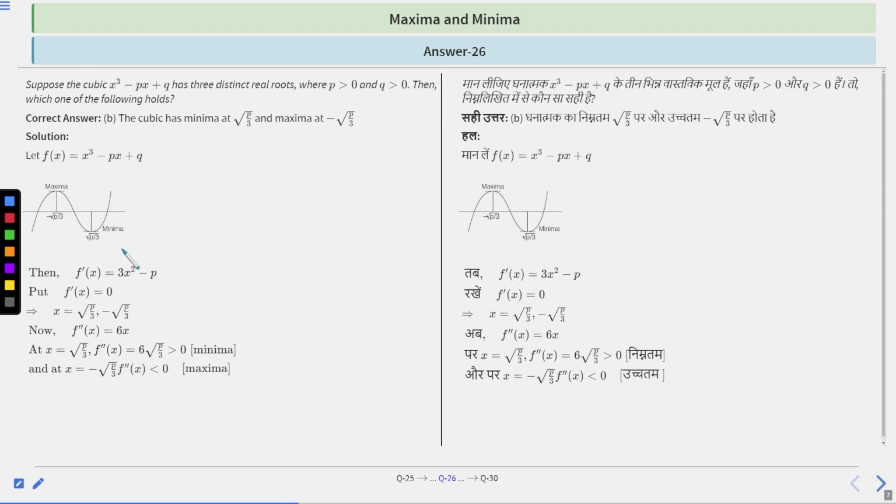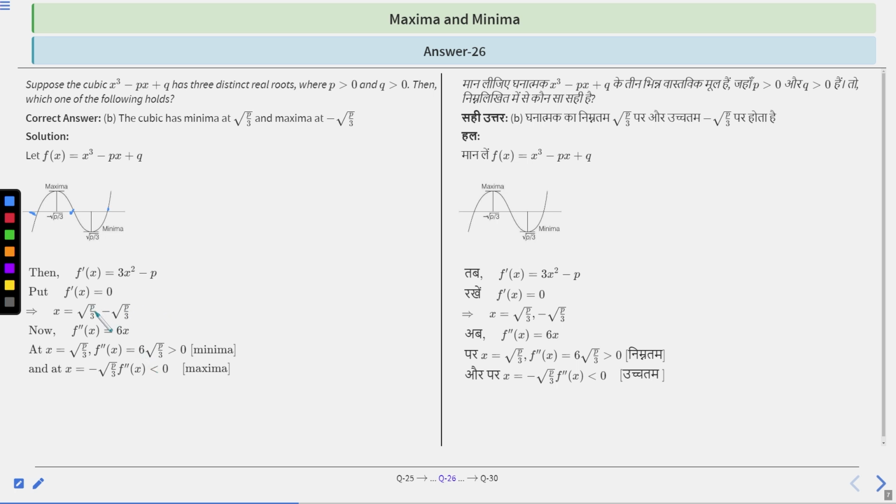Okay, let's move to the solution part. Here, as we discussed, let's take f x equal to x cube minus p x plus q, and the graph of the cubic equation is cutting the x-axis three times, 1 2 3, which implies this equation has three distinct roots, where p is greater than 0 and q is greater than 0, right? Now let's calculate f dash x. So f dash x is equal to 3x square minus p. So if we put f dash x equal to 0, x is equal to root over p by 3 and minus root over p by 3, right?